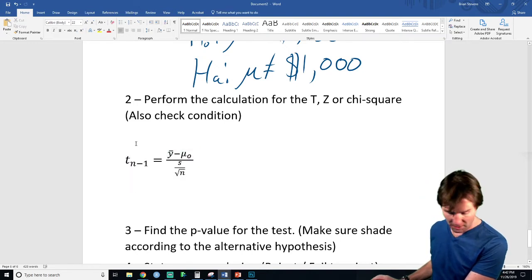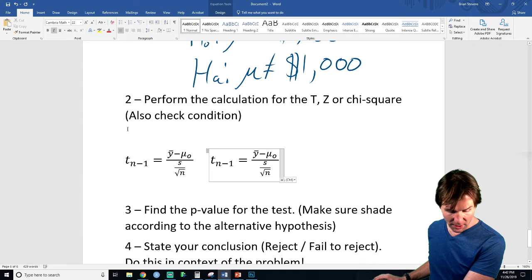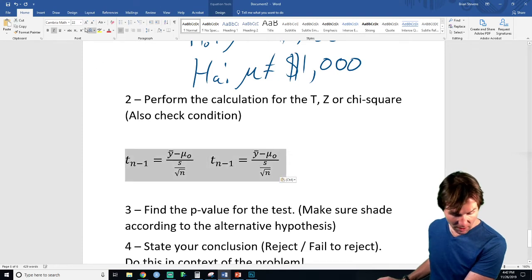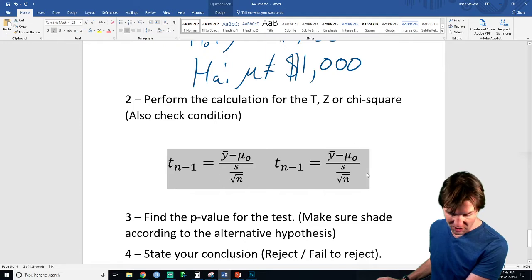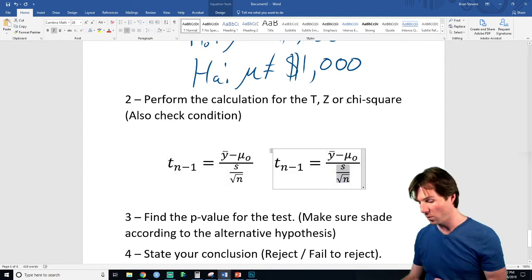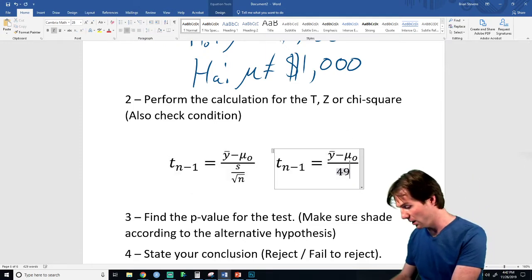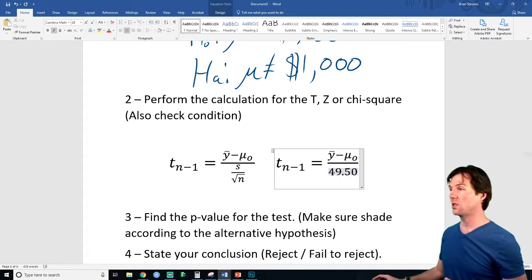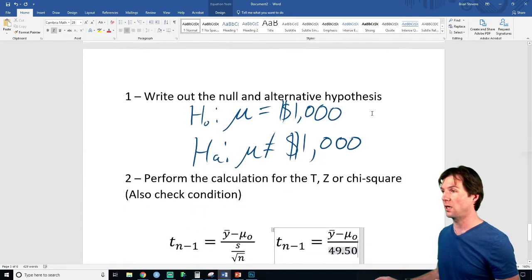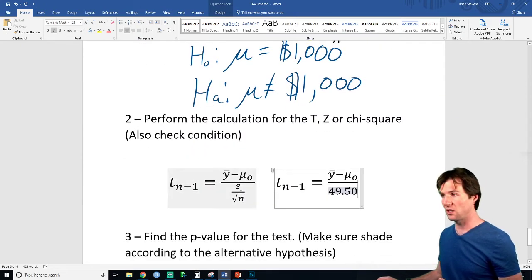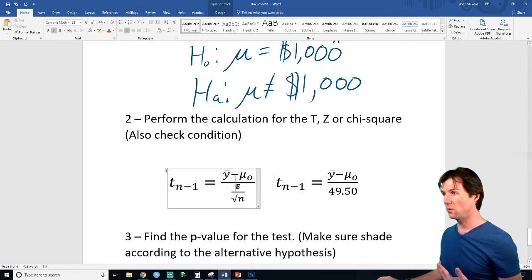Now, please note, I already did some of the work for this, since the problem gave it to me, I went ahead and solved for the standard error. The standard error was 49.50. And if you're wondering how I did that, it was just s over square root of n, which we saw previously was 700 over the square root of 200. That is s, the standard deviation, over the square root of the sample size. So 700 over the square root of 200 equals 49.50.